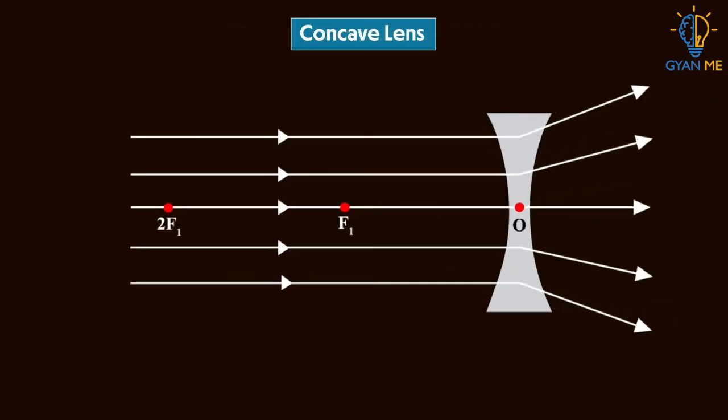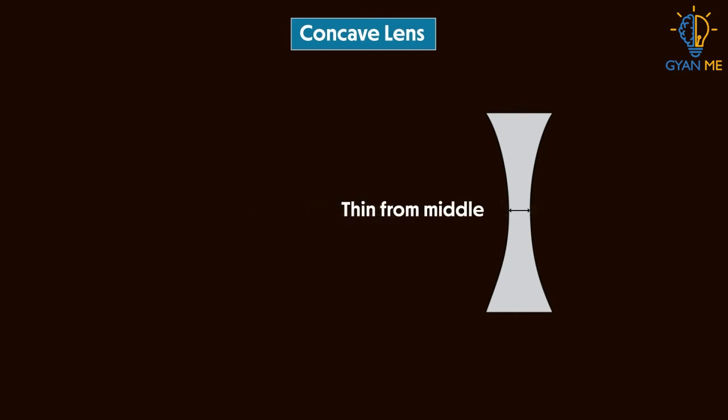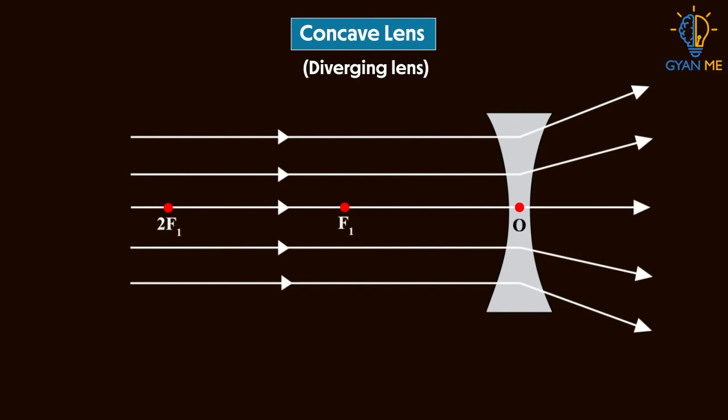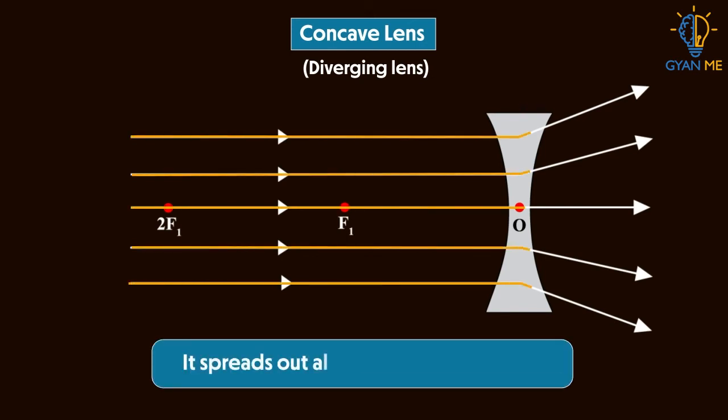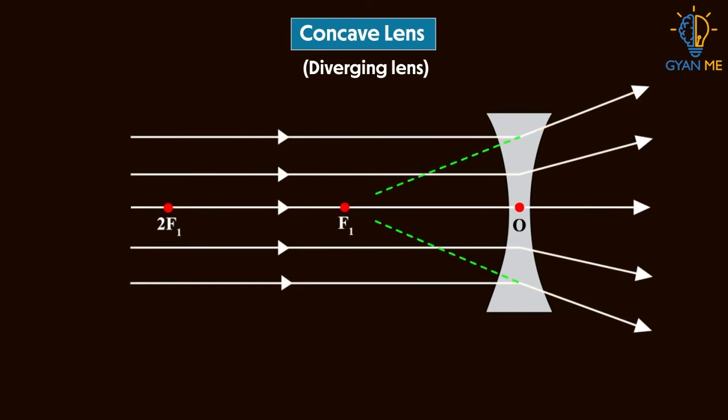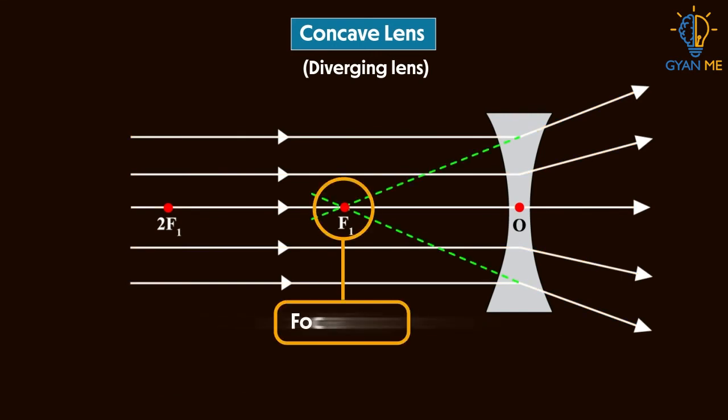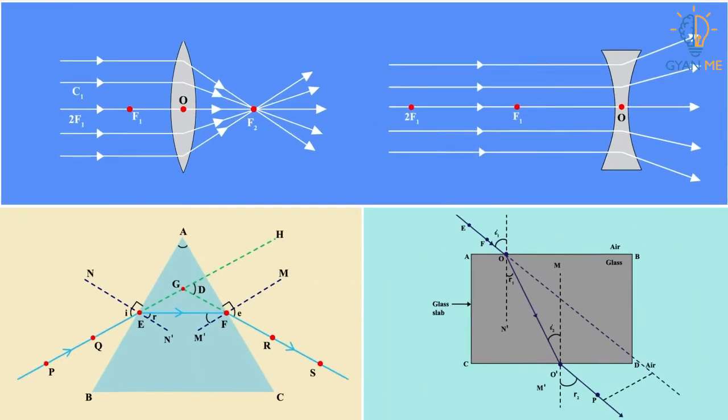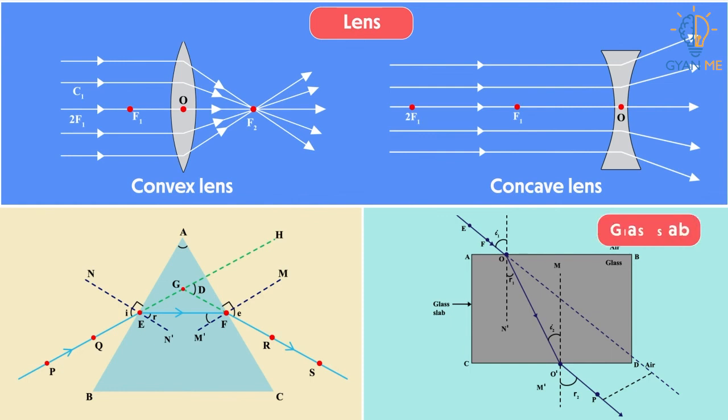While this is exactly opposite in a concave lens. A concave lens is thin in the middle and thick at the ends. As it is a diverging lens, it spreads out all the light that falls on it, and we need to extrapolate the rays back to find out its focal point. So if we look at all three refractions, that is through lens, glass slab and prism, we come to know that refraction of light depends on many factors.